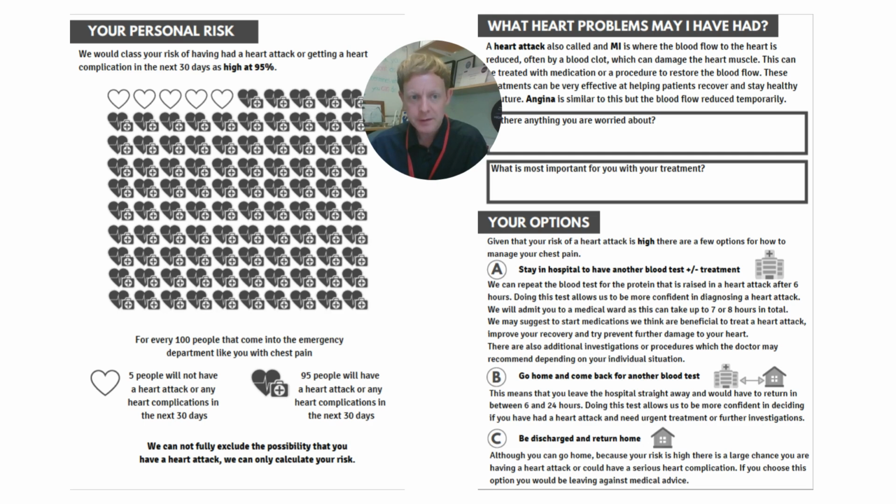So on the left, you can see how we illustrate the probability of myocardial infarction to our patients. Now we have to do that in several ways. So we've got a percentage at the top, we've got a pictogram in the middle, which visually demonstrates the risk. And then at the bottom, we've got a demonstration of, for every 100 people like you who come to the emergency department, how many will have a heart attack or a heart problem in the next 30 days and how many will not. That allows us to communicate the risk.